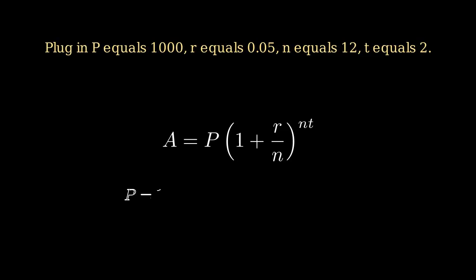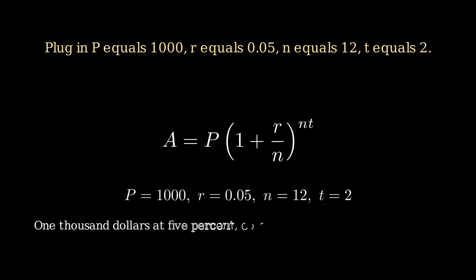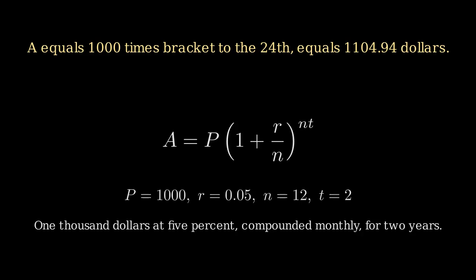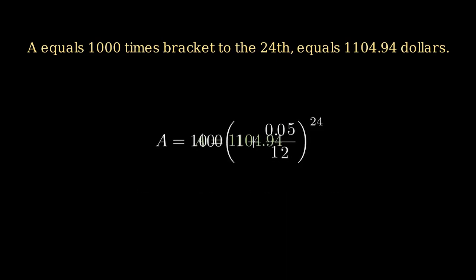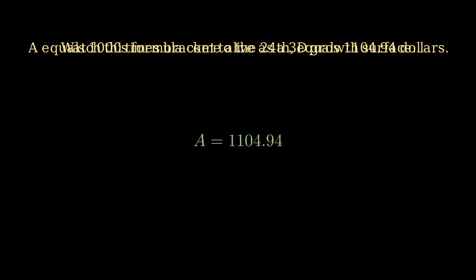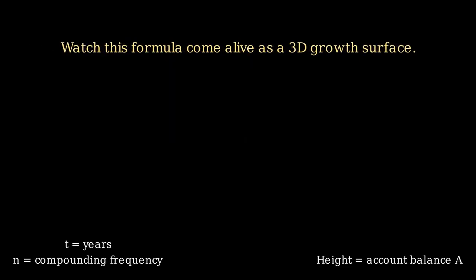Let's plug in real numbers. P equals 1000, R equals 0.05, n equals 12, and t equals 2. So we have $1,000 at 5%, compounded monthly, for 2 years. Working it out, A equals 1000 times the quantity 1 plus 0.05 divided by 12 raised to the power 12 times 2, which equals $1,104.94.